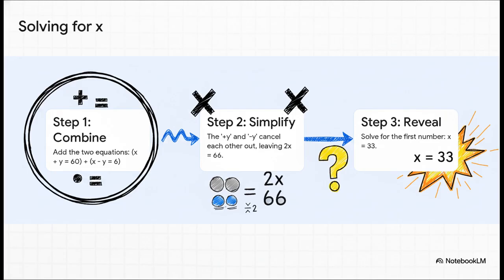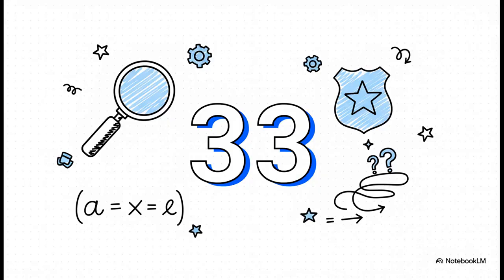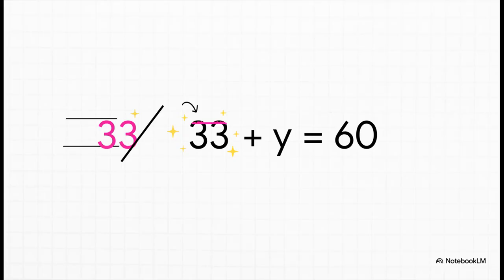We know that x has to be 33. And there you have it, 33. That's our first mystery number, x. One down, one to go. Okay, so now that we know x is 33, finding y is going to be really easy.